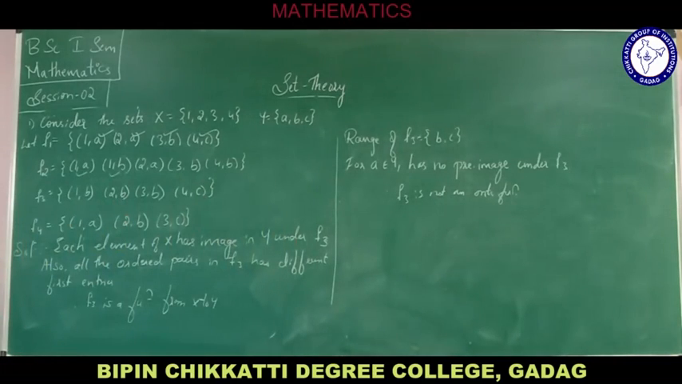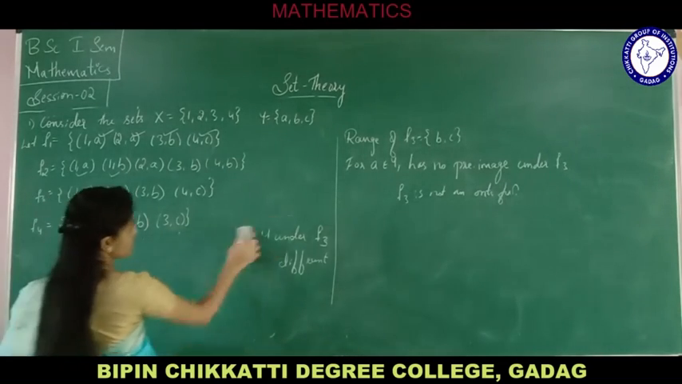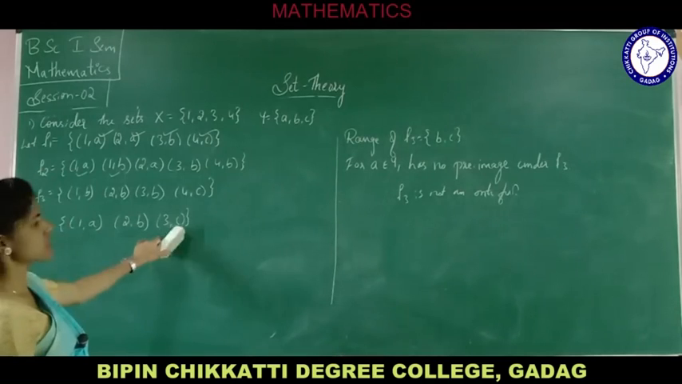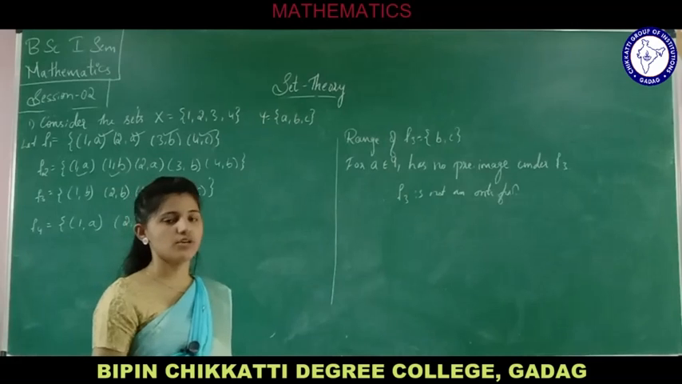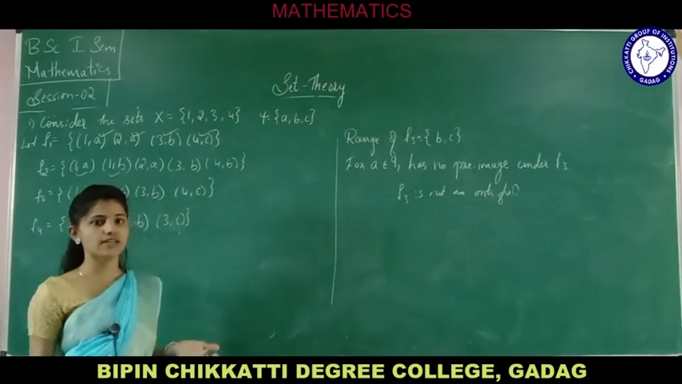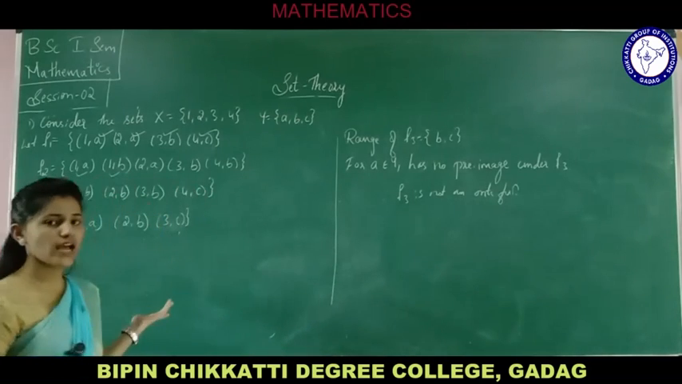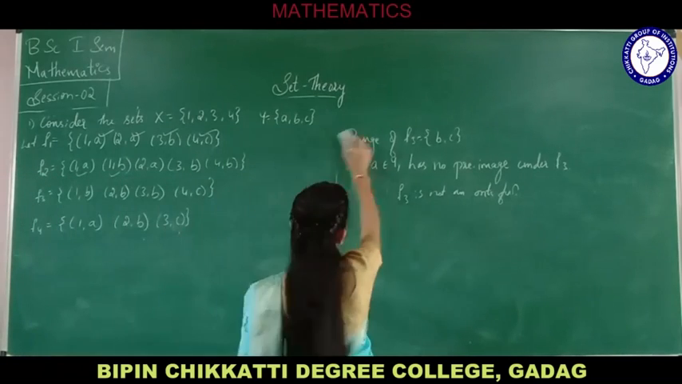F4, function 4, has no image in Y under F4. See, in this ordered pair, 4 has no image at all. If it has no image at all, then F4 is not a function at all, because according to the definition, different elements should have different images. Therefore, here 4 has no image at all, and hence F4 is not going to be a function.